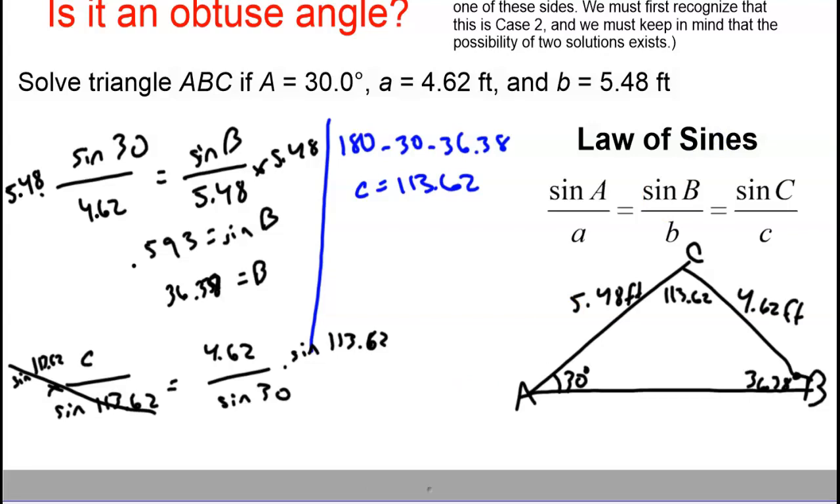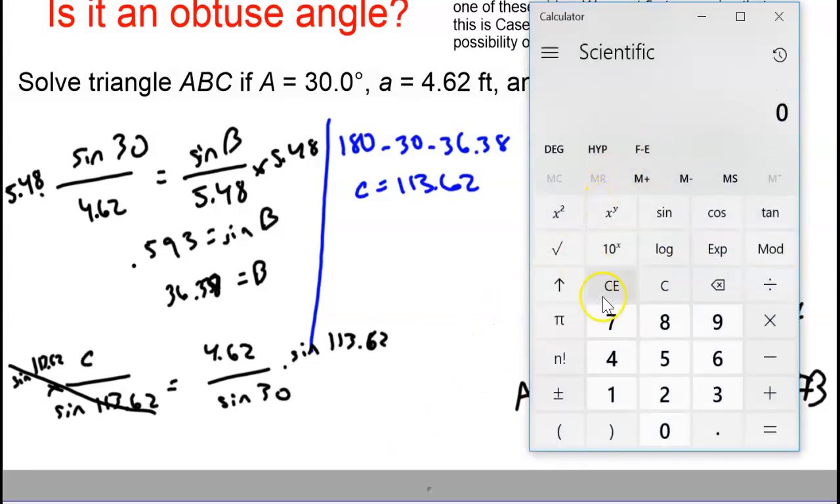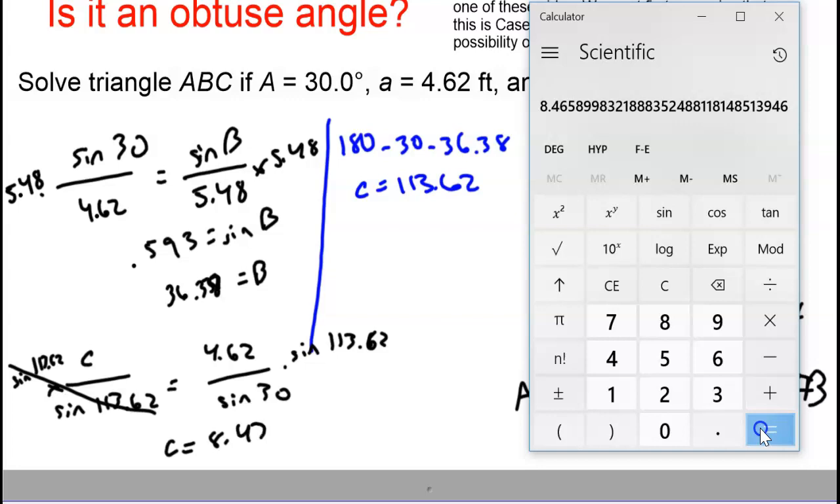Let's go ahead and get the calculator, and so 113.62 sine times 4.62 divided by 30 sine equals, so we can see that C is 8.47 feet.